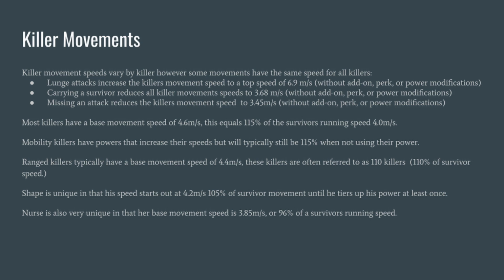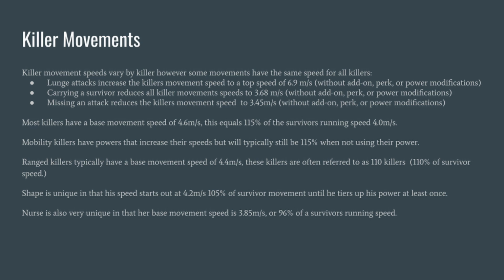The Shape is very unique in that his movement speed starts out at 4.2 meters per second, or 105% of a survivor's movement speed, until he tiers up his power at least once. Then he goes up to his normal 115, and it's just kind of a basic killer.